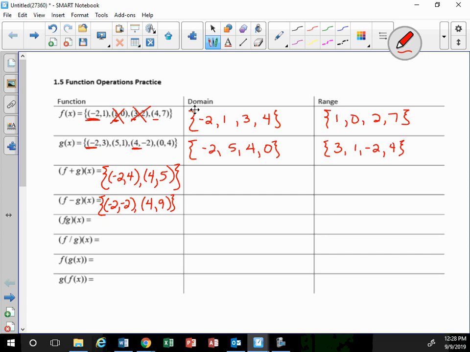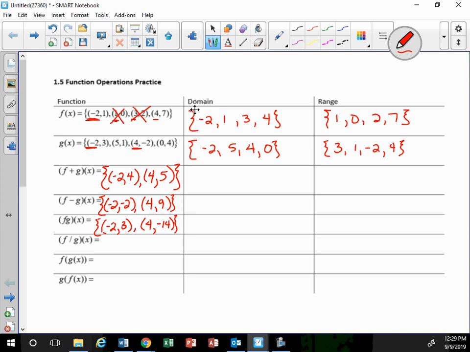Multiplication, exact same thing. You have to have matching domains to do this. So I start with -2. What's the y value going to be? 3. And 4. What's the y value going to be? Good. Okay.